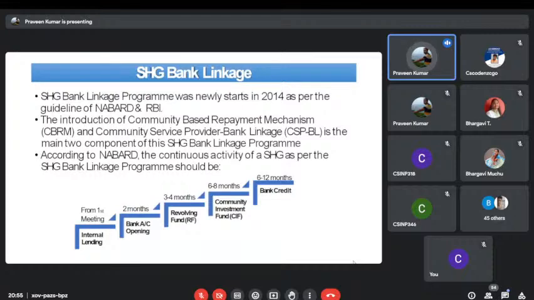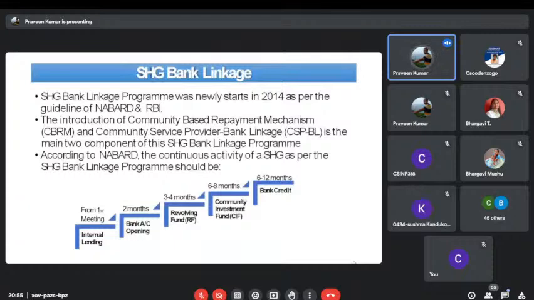The second point is that there has to be the introduction of the community-based recovery mechanism, CBRM, and the community service provider bank linkage program, which are the main two components of SHG bank linkage. Linkage means providing bank loans.